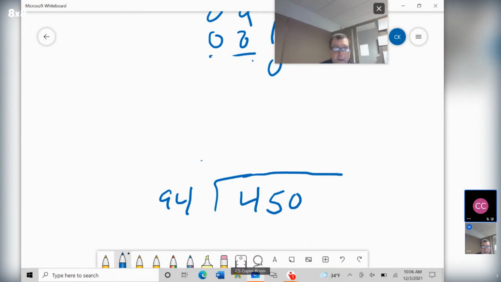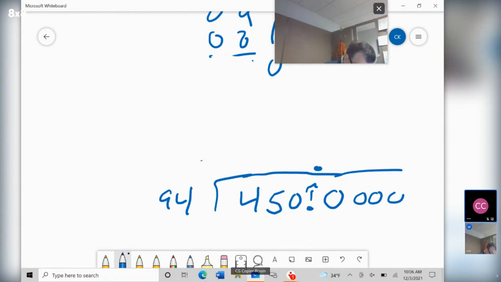And you don't have to, but we'll put a decimal here and add a 0. That way we're going to bring the decimal up. Because we're not sure if it's going to go in evenly, so you can always add a 0. It's not changing the number. We can add 4 zeros if we want to. It's not going to change the 450, okay? Remember to bring the decimal up, which we did there.